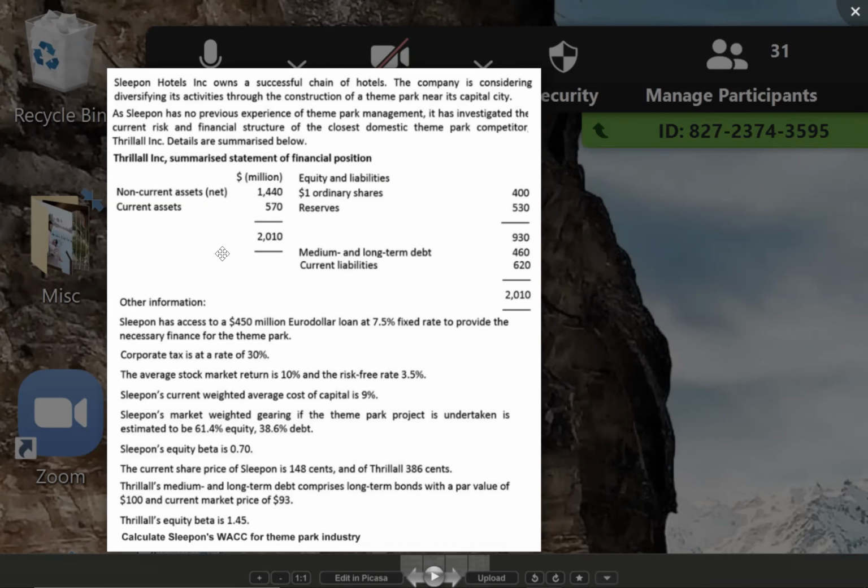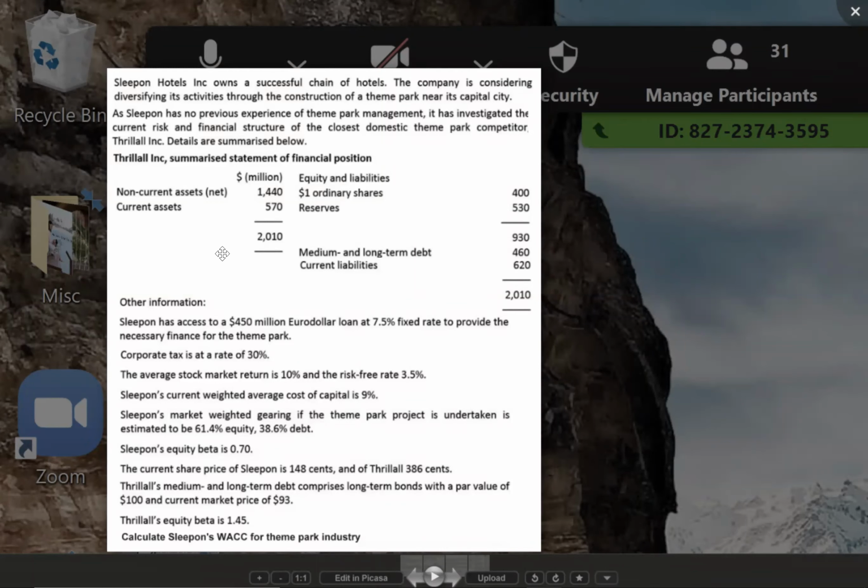Sleep-On's market weighted gearing, if the theme park project is undertaken, is estimated to be 61.4% equity and 38.6% debt. So they have not given value of equity and value of debt, but they have given the ratios. Ratios can be directly used as value of equity and value of debt. So value of equity is 61.4 and value of debt is 38.6. So even if value of equity and debt is not directly given, I can use the debt equity ratio for that. Sleep-On's current equity beta is 0.7. I don't want that also. I want new equity beta.